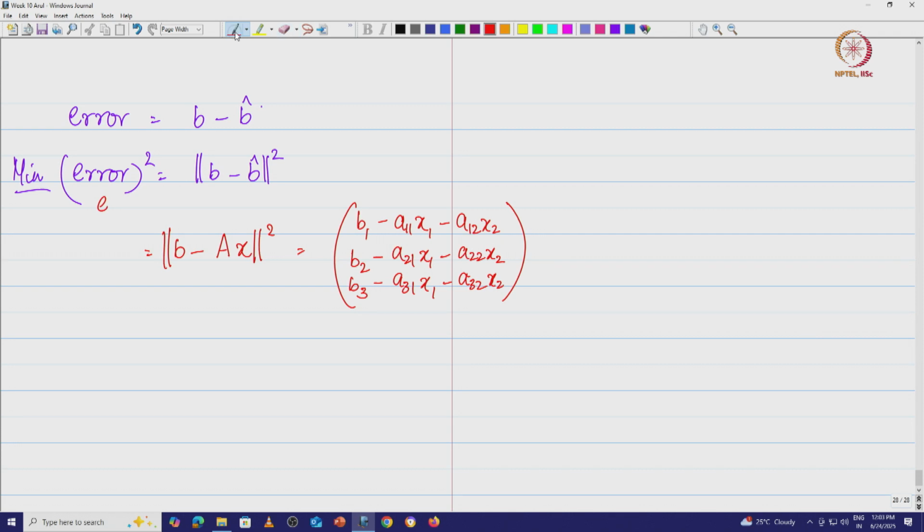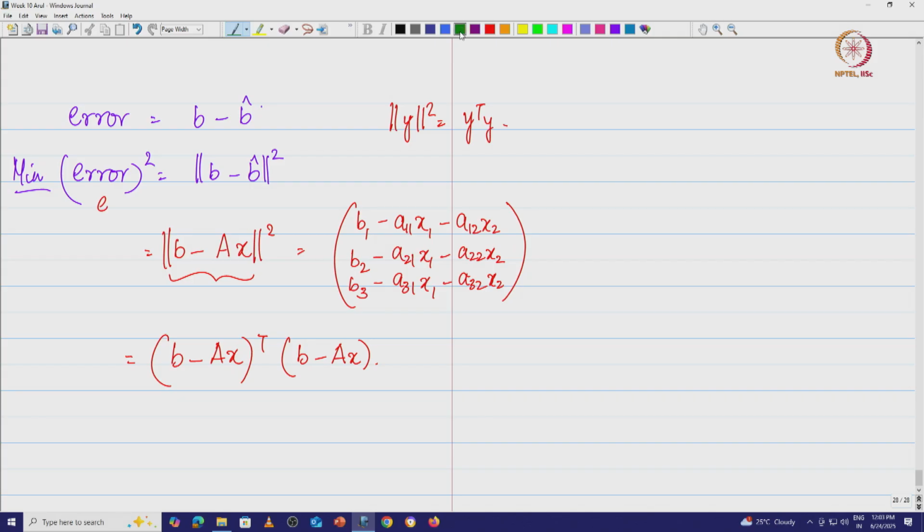Let us approach this in a different way. So I have b minus Ax the whole square, which is nothing but, I will write this as (b minus Ax) the whole transpose into (b minus Ax). This is what I have, right, because we know that if you take any vector, the squared length of the vector is nothing but y transpose y. So we have (b minus Ax) transpose into (b minus Ax).